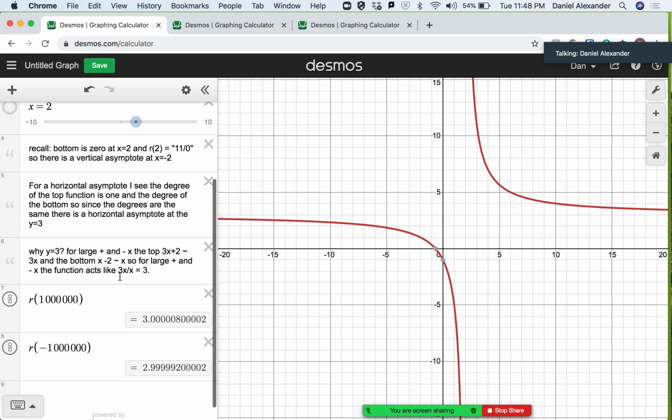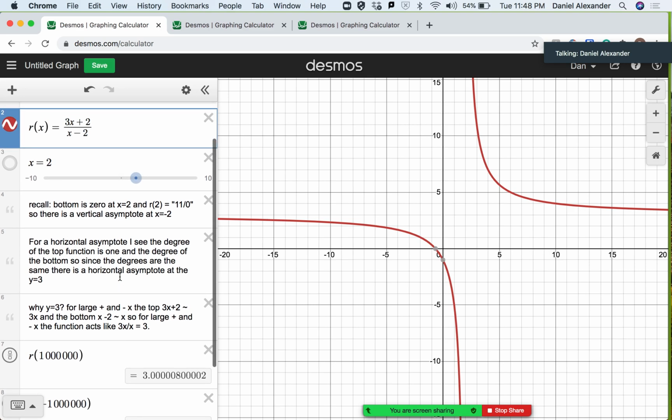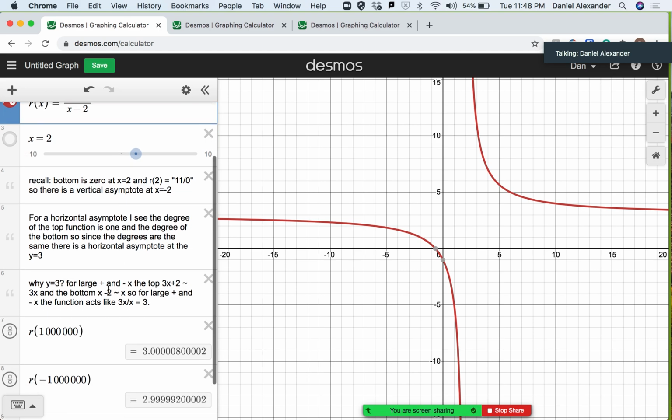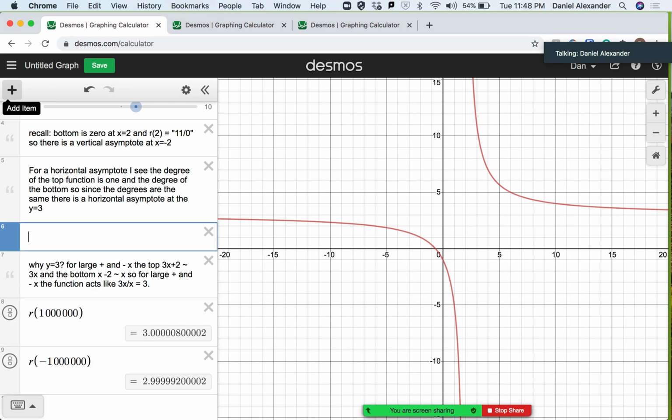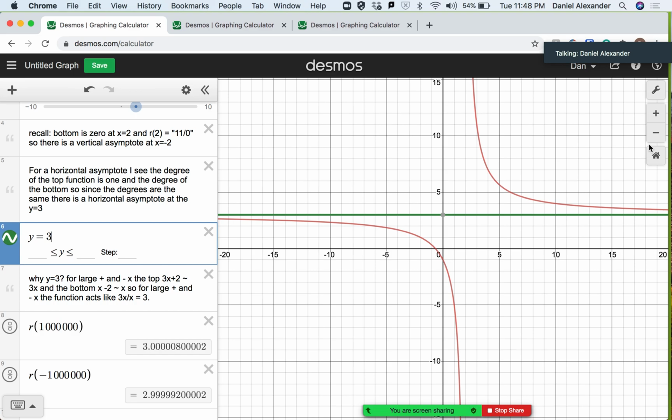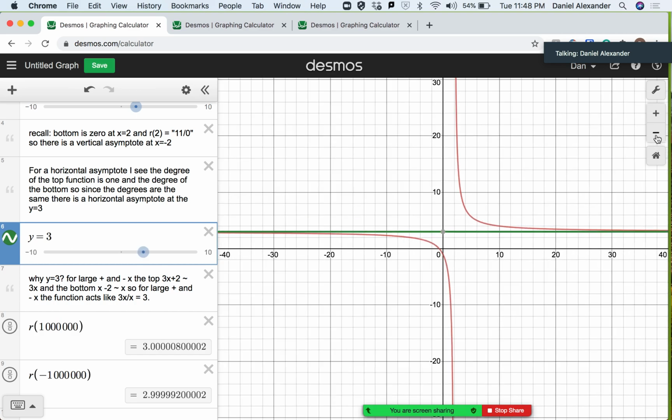For the horizontal asymptote, I see the degree of the top function is 1, and the degree of the bottom function is 1. And there's going to be a horizontal asymptote at y equal 3. So how do I know that? First, let me show you why I say that. There's y equal 3. And I'm going to zoom out so you can start to see what happens.